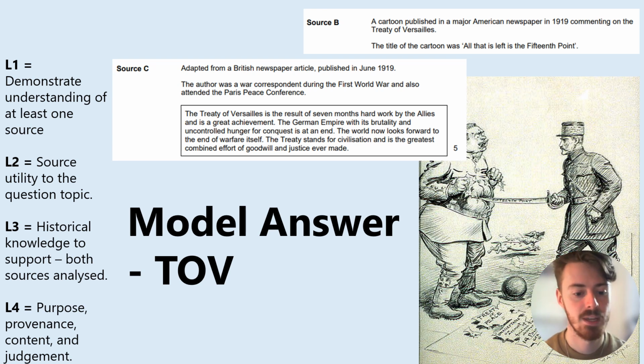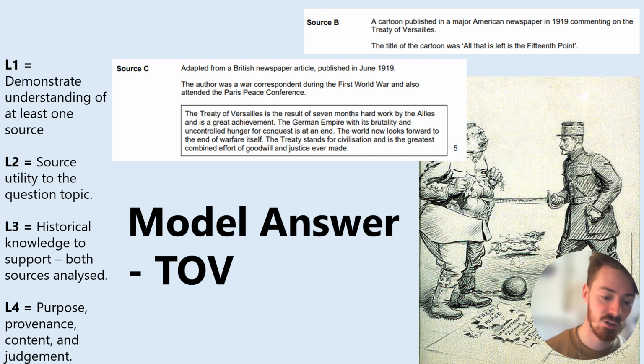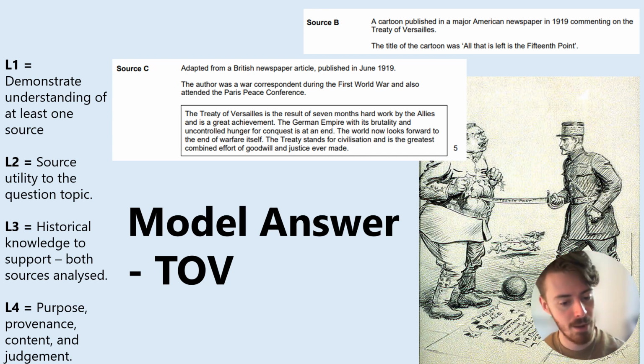Now, if I was to pick which one gives us a better opinion, one of them is really telling us that America dislikes the treaty. The other one is telling us that Britain liked the treaty, or should we say the people of Britain, the people of America.